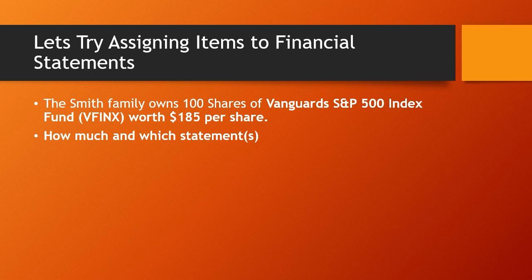Time's up. It goes under assets on the balance sheet, right? It would be listed under assets on the balance sheet. Now, think about the subcategories we had for assets. Which subcategory does it go under? Time's up. It goes under investments. So it would be listed on the balance sheet as an asset under investments, and it would be listed at $18,500.